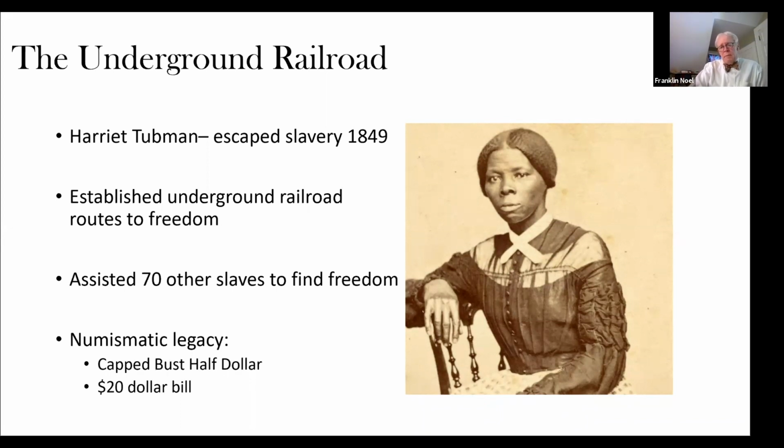Until the 13th Amendment at the conclusion of the Civil War, slavery continued to dominate political debate throughout the nation. As I said earlier, slavery was not just a political, moral, and legal issue. It was also personal. For Harriet Tubman, it was very personal. In 1849, she escaped from slavery. Over the next several years, using a network of safe houses, she and others established underground railroad routes that she used to lead 70 other slaves, many of them family and friends, to freedom.